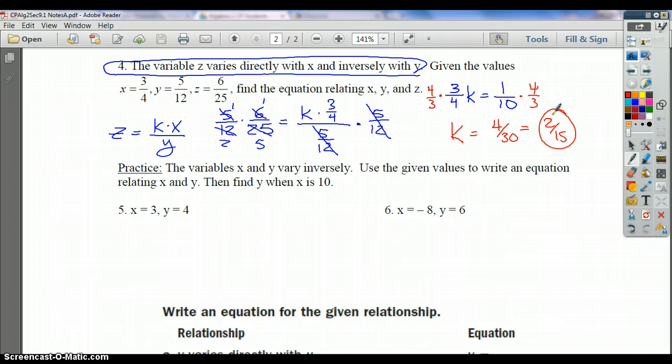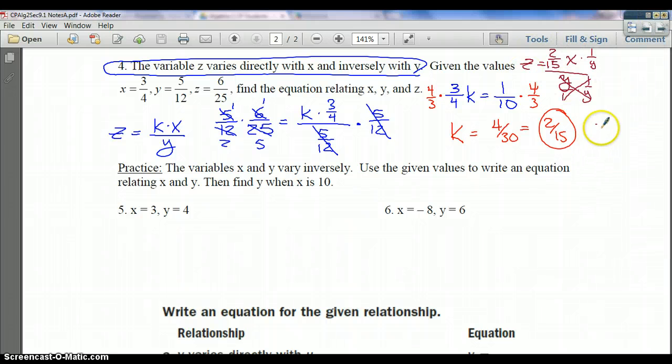So the equation relating all this stuff, I'll put it in maroon, will be z equals 2/15 x over y. Okay, you can leave it like that if you did not want to simplify it. If I wanted to simplify this a little bit more, that cancels out. So basically, if I really wanted to rewrite this so it's nice and neat, I'm looking at 2x over 15y.